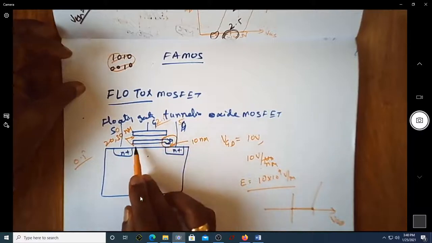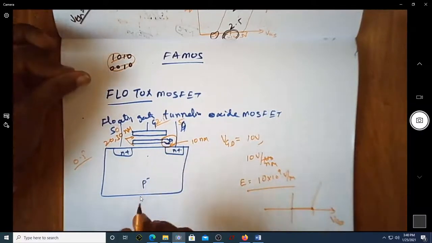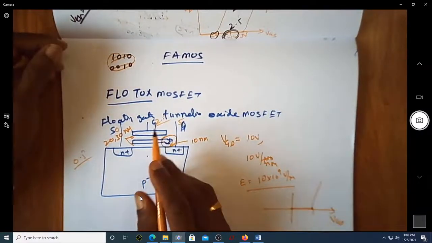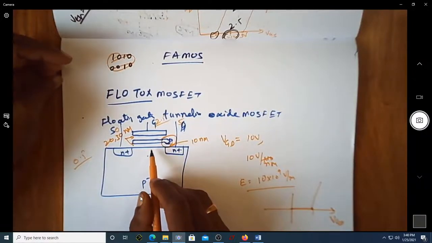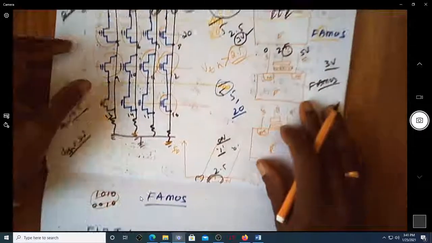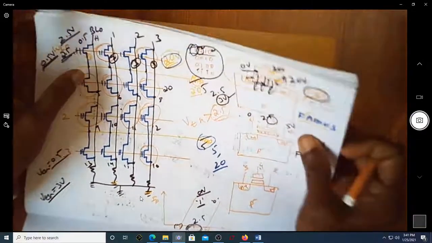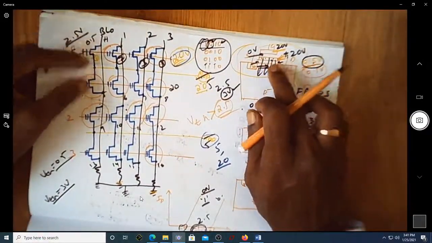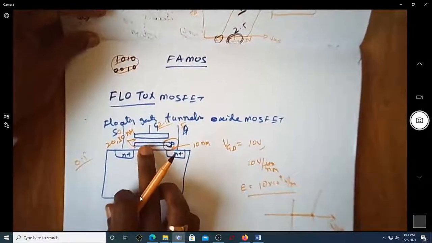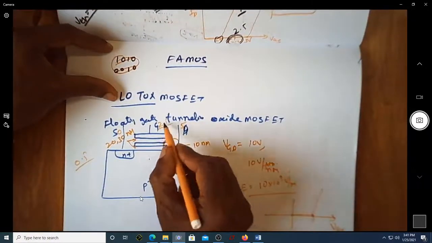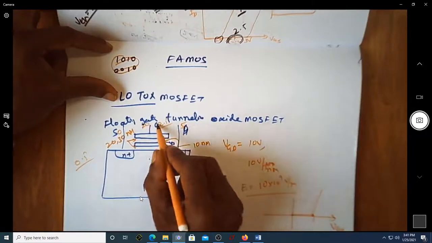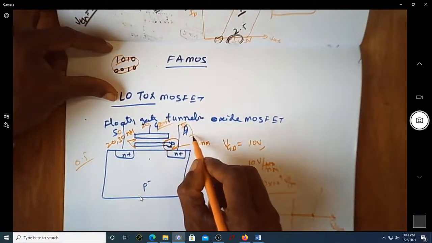This 2.5 volt will make the transistor turn on. Assume that I want to increase the threshold voltage of this. So in order to increase the threshold voltage, as in the previous case, we are supposed to have some charges trapped in this. To have the charges trapped in this type of gate structure, what they will do is apply something like 20 volt here, and here it is grounded.